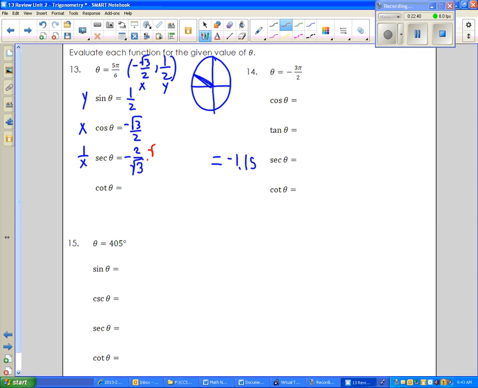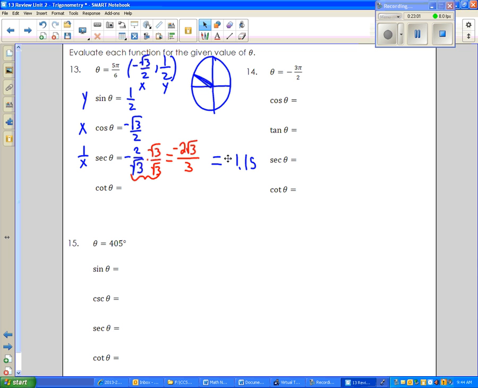So by rationalizing, I'm basically multiplying this fraction by 1, except it doesn't look like 1. I'm multiplying by the square root of 3 over the square root of 3. On top, that's going to leave me with negative 2 times the square root of 3. But on the bottom, when I multiply the square root of 3 by itself, I end up with the square root of 9, and the square root of 9 is just 3. And so that's called rationalizing.